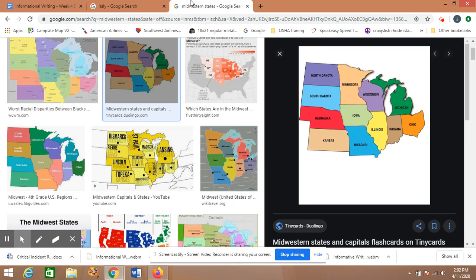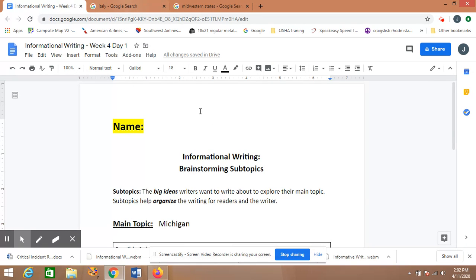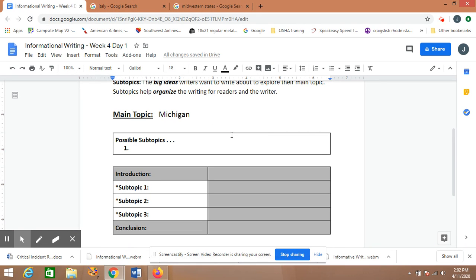And you may not know anything about Michigan right now. And that's absolutely fine. That's why we're doing informational writing, because we have to study it. But you could think about a lot of different stuff. You could write about any place, not just Michigan. We're doing Michigan, but think about what you could write about for any place.